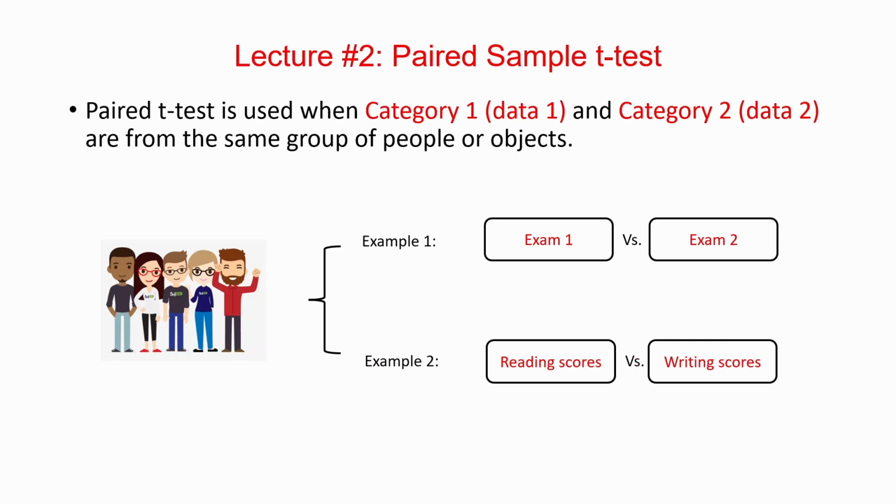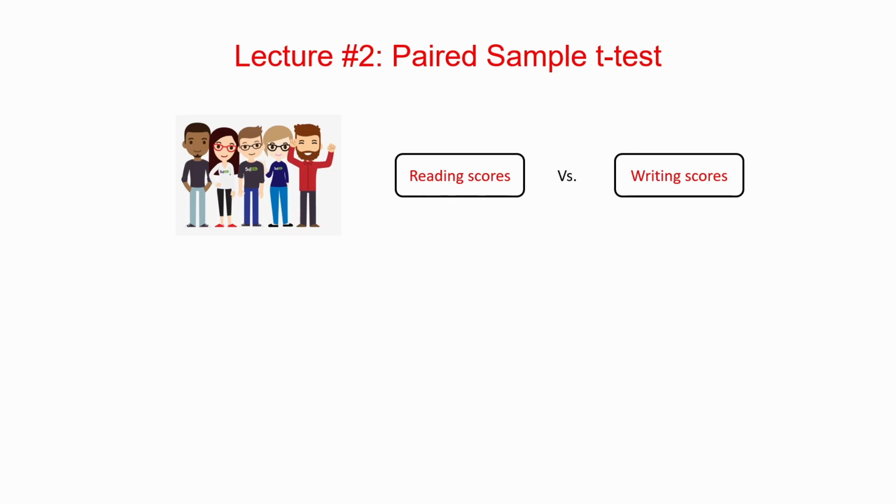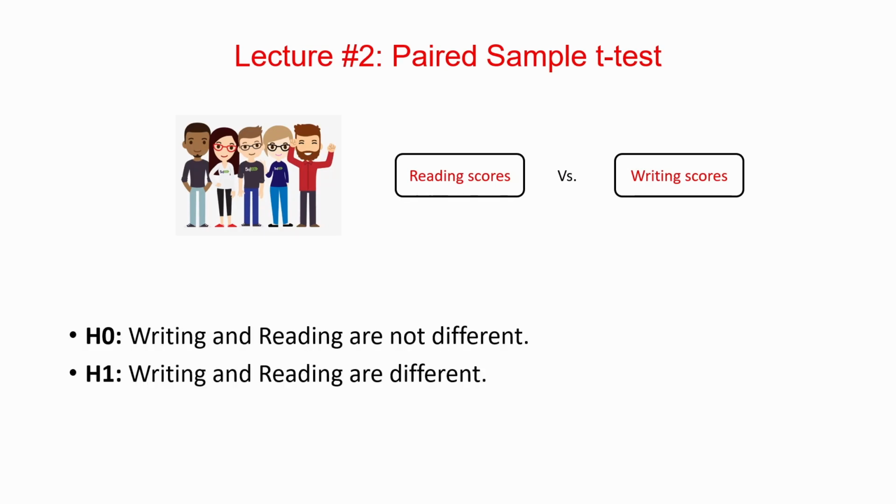So in both examples, you can use a paired sample t-test to do the analysis. In this tutorial, we're going to test whether students' reading score and writing score are the same or not. For this, we can write a null and alternate hypothesis. The null hypothesis is that writing score and reading score are not different. In contrast, the alternate hypothesis is that writing score and reading score are different. To test this hypothesis, we're going to use SPSS.